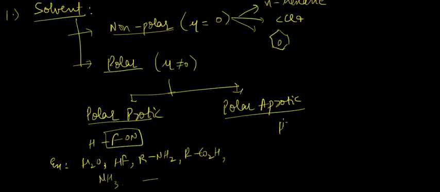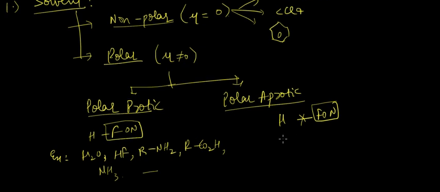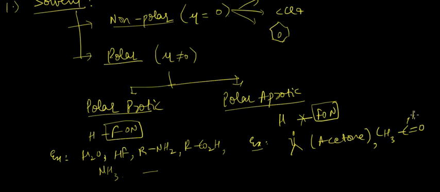And polar aprotic are not of the form that H is attached to any F, O, N; they are directly attached to carbon atoms only. So we have acetone, this is called acetone. Then we have aldehyde. Okay, so this is all about the solvents and the types of solvents.